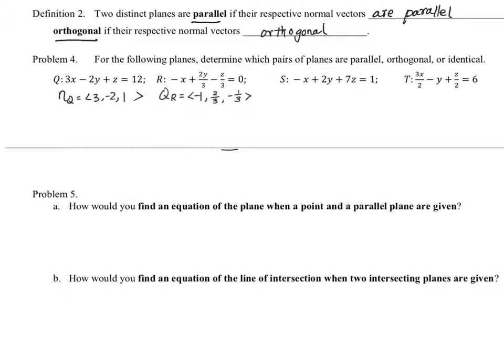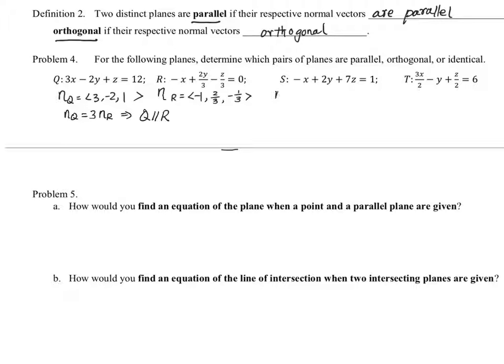And by doing a little quick mental math here, do you see that this n sub Q is actually 3 times this n sub R? For some reason I wrote it as QR, it's supposed to be NR. N represents the normal vector. So we can quickly see that NQ is 3 times NR. Therefore, I do know that Q and R must be parallel.